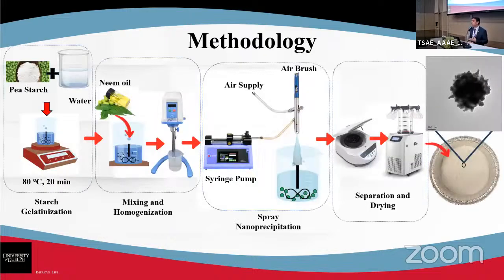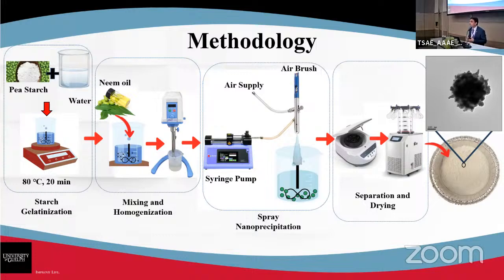So the methodology which we followed to develop the nanoparticles which we can use to encapsulate the neem oil is as shown here. We took the pea starch, we mixed it with water and we gelatinized. Gelatinization is basically breaking down the starch for proper encapsulation. Then we added the neem oil into it and then we did homogenization. Homogenization is for proper mixing. Then we followed a solvent anti-solvent nanoprecipitation technique.